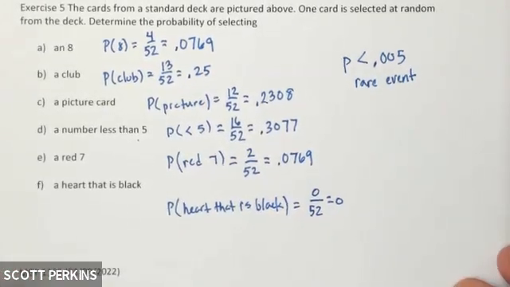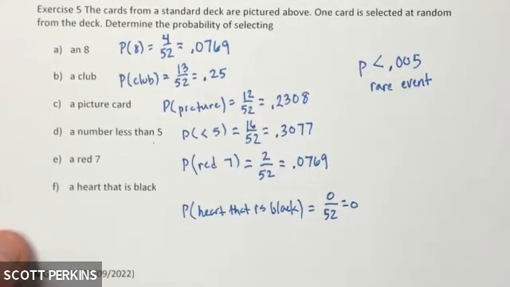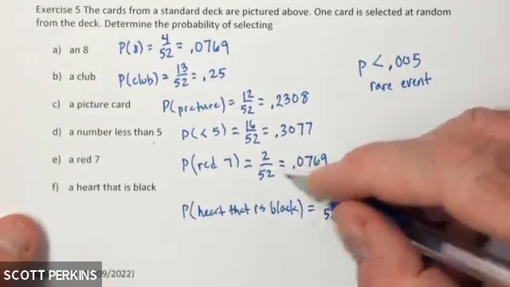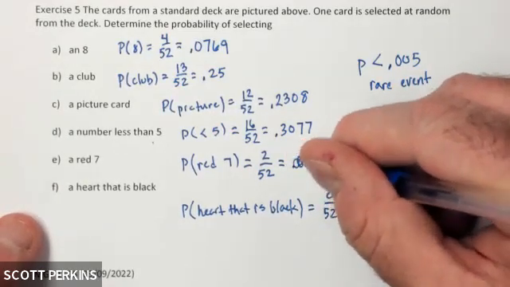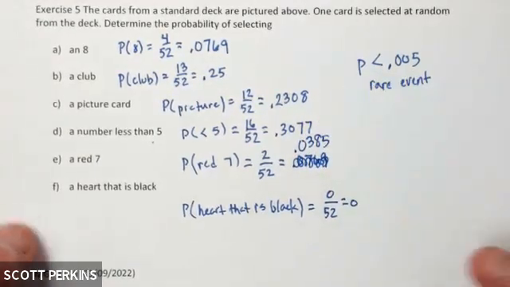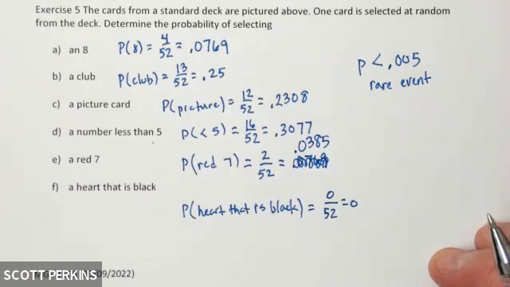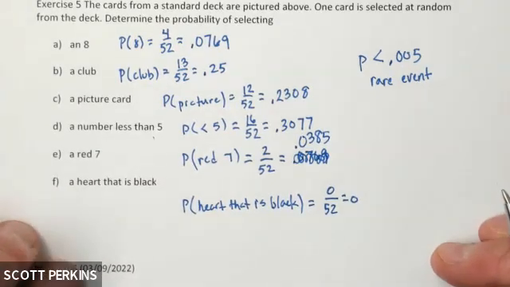Yes? For a red 7, yep. I got 0.033. Yes, so did I. I don't know how I did that. My apologies, I hit the wrong number. So for the red 7, that is going to be 0.0385. I appreciate you calling me on that. I hit the wrong button this morning. Any other questions? Anything else I goofed up here?